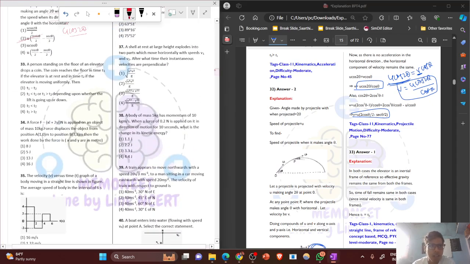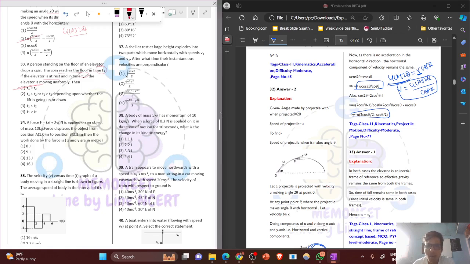Question number 33. A person standing on the floor of an elevator drops a coin. The coin reaches the floor in time t1. The elevator is at rest. T2. If the elevator is moving uniformly, time will be same. If the elevator is moving with constant velocity, there is no change in the time. But if it is accelerating, because the time depends on g, net acceleration. And if it is moving with constant velocity, there will be no effect on the acceleration. And if there is no effect on the net acceleration, then how can time be affected? So time will remain the same. So option first is correct.